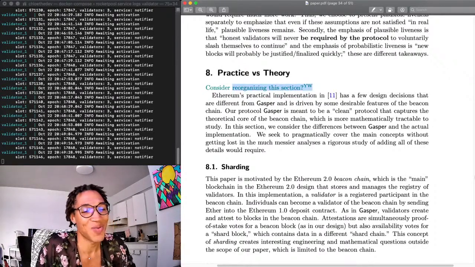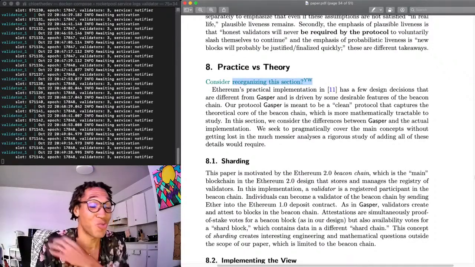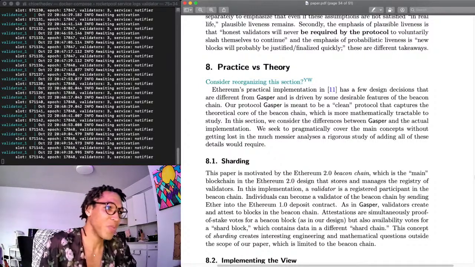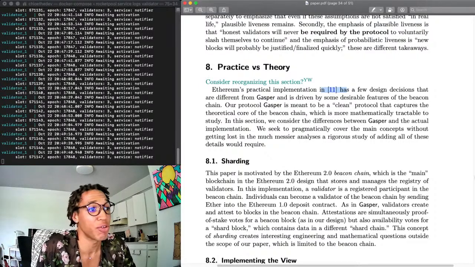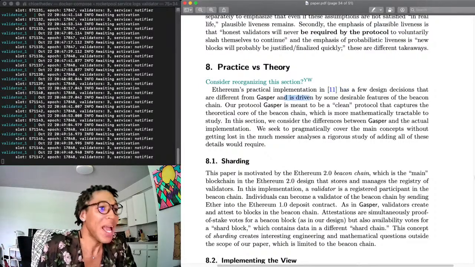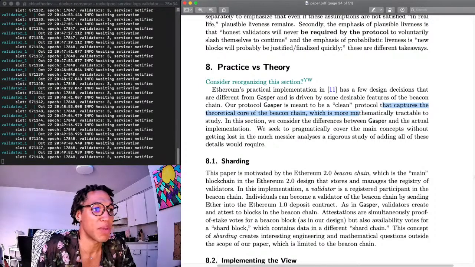And then I guess the notes for this paper are: consider reorganizing this section. Ethereum's practical implementation has a few design decisions that are different from GASPER. So this paper in 11 is the specifications for Ethereum 2.0, I'm pretty sure, and is driven by some desirable features of the beacon chain. Our protocol, GASPER, is meant to be a clean protocol that captures the theoretical core of the beacon chain, which is more mathematically tractable to study.